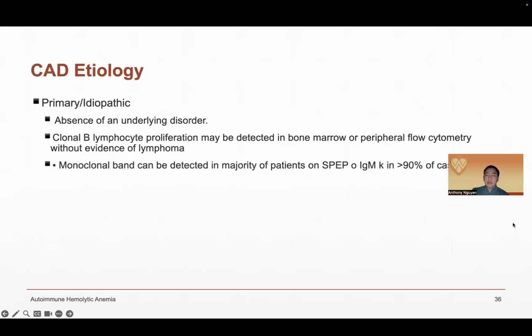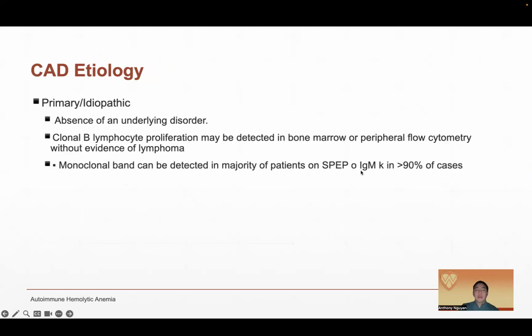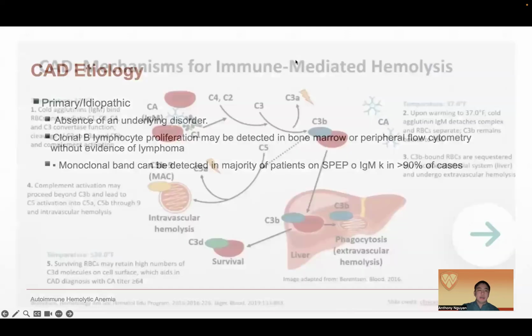In terms of cold agglutinin disease, it's usually primary idiopathic, meaning we don't know what the cause is. Sometimes clonal B cell proliferation may be detected in the bone marrow or the peripheral blood, however, we do not find evidence of lymphoma. Sometimes we'll find that patients have an extra protein called an IgM kappa protein in up to 90% of cases.